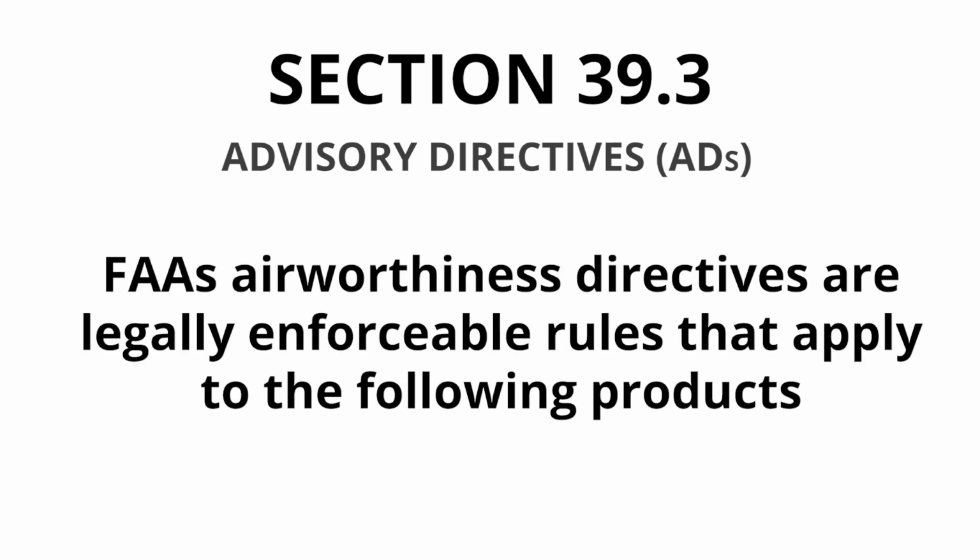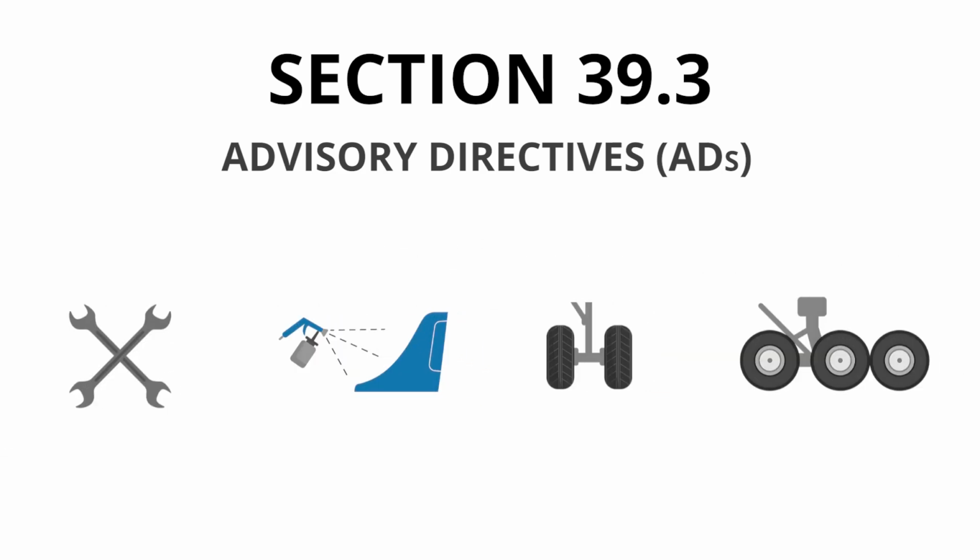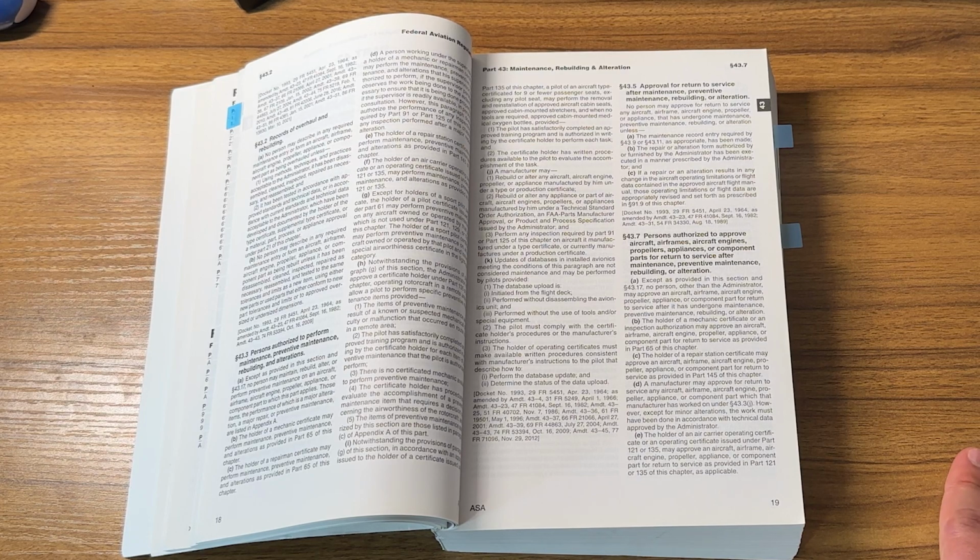Then we have Section 39.3. Section 39 is all about airworthiness directives, or ADs. The definition of an airworthiness directive is: FAA's airworthiness directives are legally enforceable rules that apply to the following products: aircraft, aircraft engines, propellers, and appliances. They're basically just added on rules to anything and anyone, really. Just you need to get it checked out whenever they want you to check it out. So it's legally binding. Good luck, have fun, be safe.